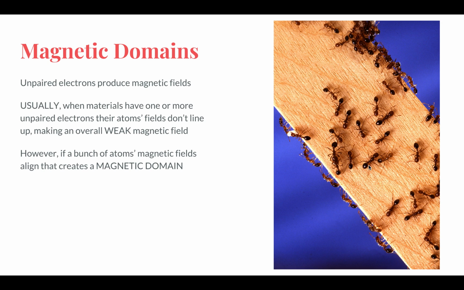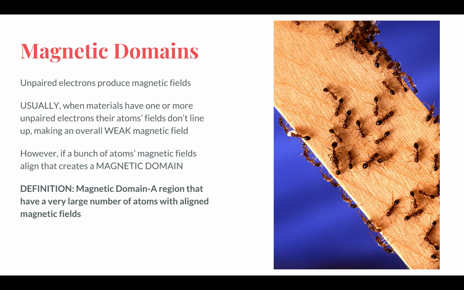So I'm sure you've seen it before that maybe you put some food down here or something, all of the ants are going to start moving in the same direction. So they normally move kind of chaotically and randomly, but it is possible for all of the ants to move in the same direction. Same thing with these magnetic fields. It is possible to align them. When they align, we make a magnetic domain.